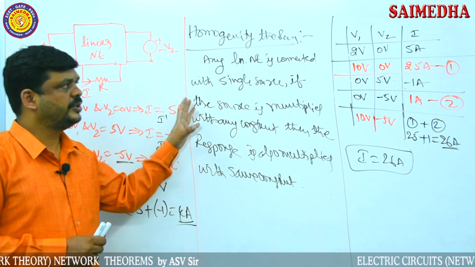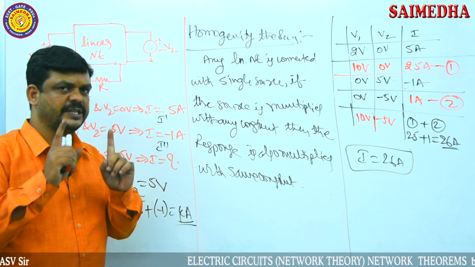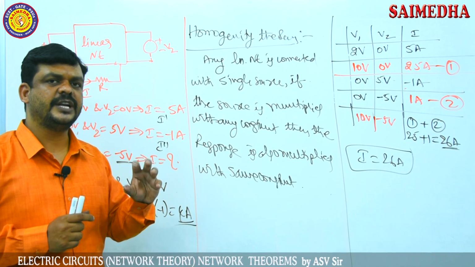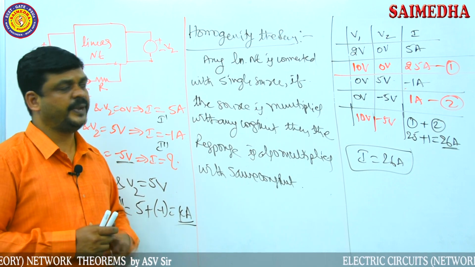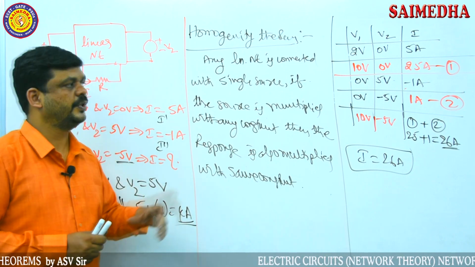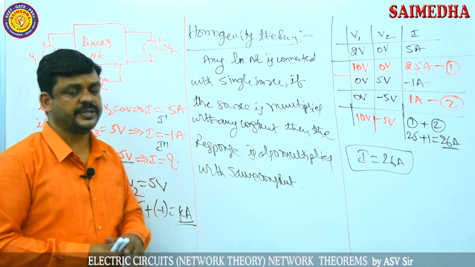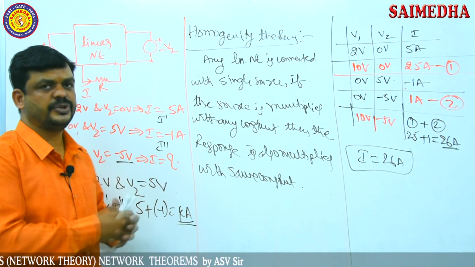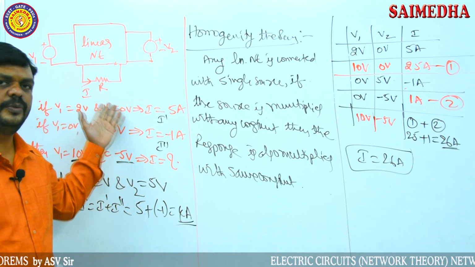Here the homogeneity theorem states that if any network is connected with only a single source, and any constant is multiplied with the source, the same constant is multiplied with the response. That is explained by the homogeneity theorem. So using the homogeneity theorem and the superposition theorem, I directly wrote the answer as 26 amperes. To solve these types of problems we compulsorily have to apply the superposition theorem, because other techniques are not suitable to find this unknown parameter.